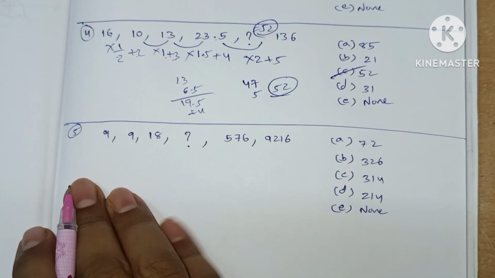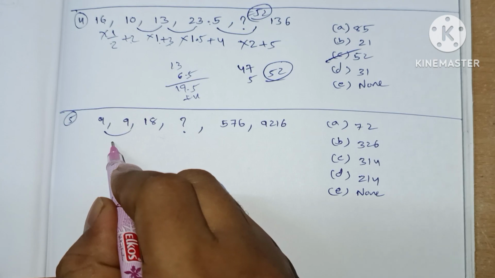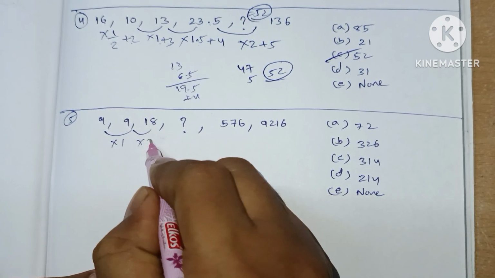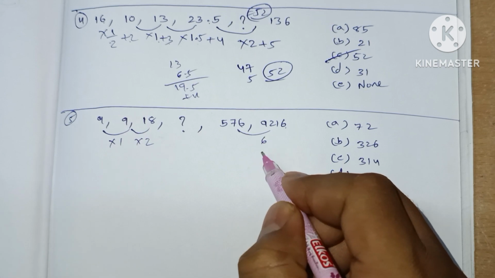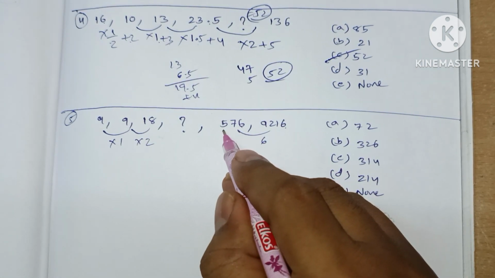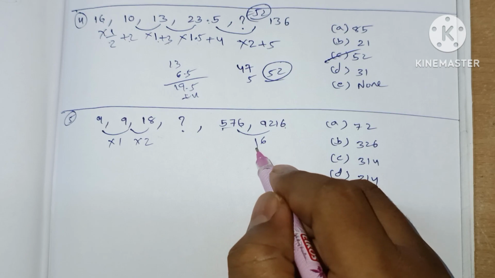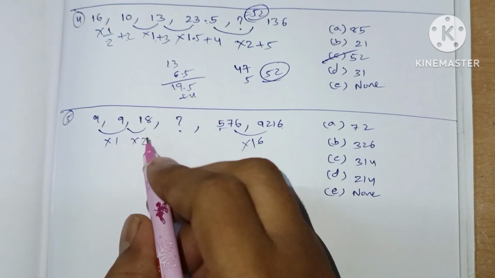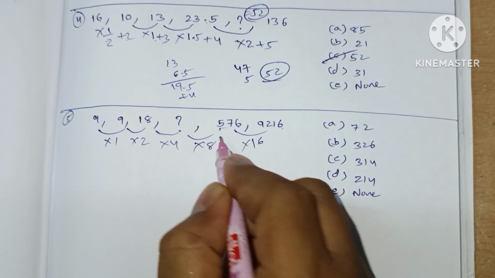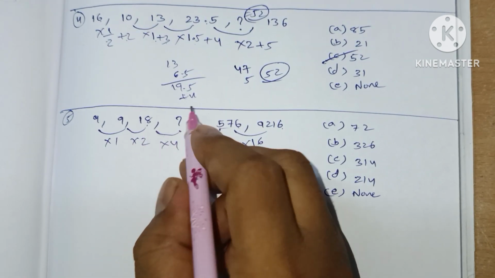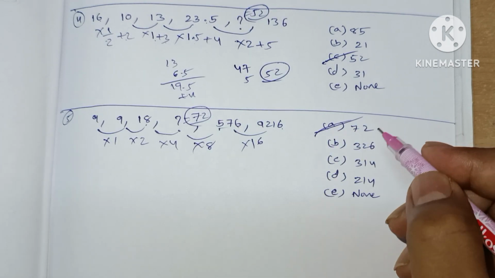Next, this is into 1 times, this is into 2 times. 6 becomes 6, so unit digit must be 6 and 5. 576 becomes 9216, means it becomes into 16 times. So it must be into 4 times and it must be into 8 times. 18 4 times, which will be 72, is our answer. Option A.